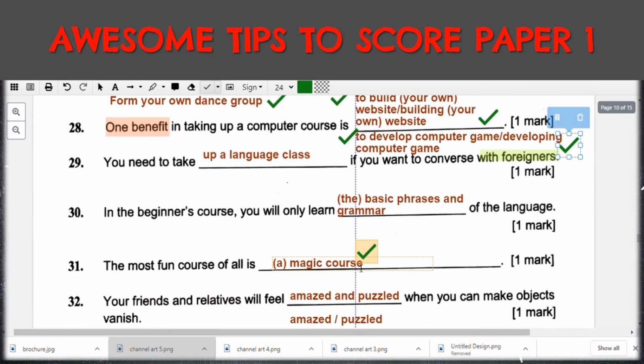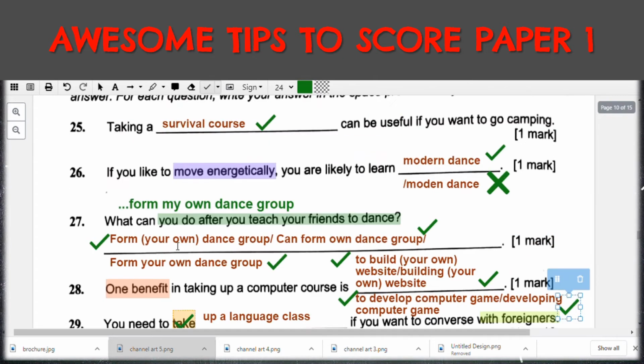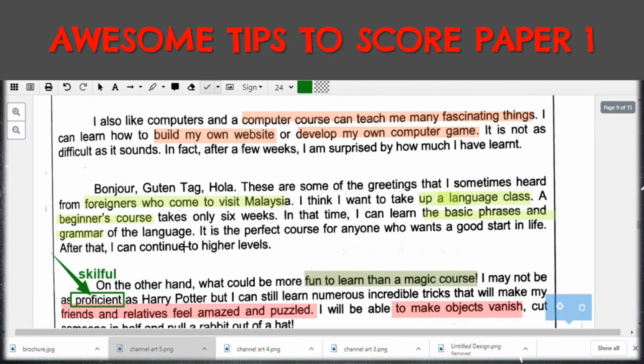Now, next. Look at question 29. If you want to converse, means talk, with foreigners, you want to take, look out for take and look out for foreigners. These are the keywords. So where can you find this? I think it is, I sometimes heard from foreigners who come to visit Malaysia. So it's one, foreigners here.